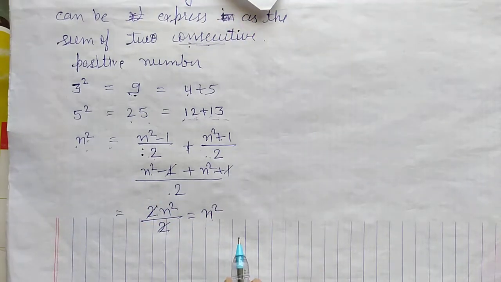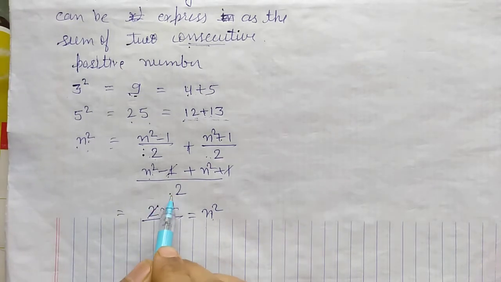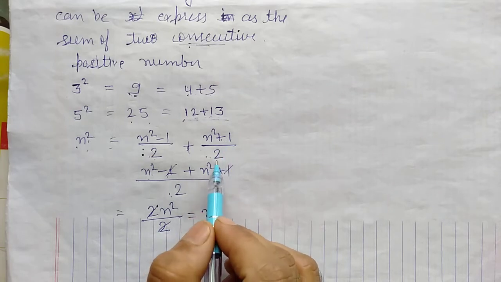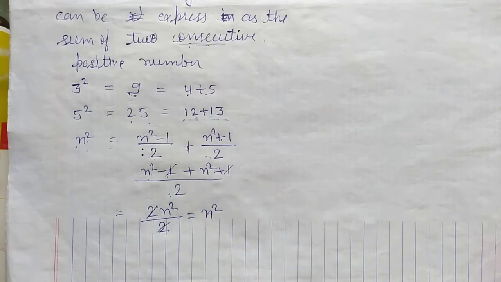It means this can be expressed in this form. Which form? n square minus 1 upon 2 and n square plus 1 upon 2. Right? Is it or not?